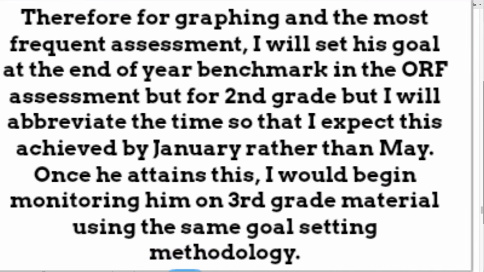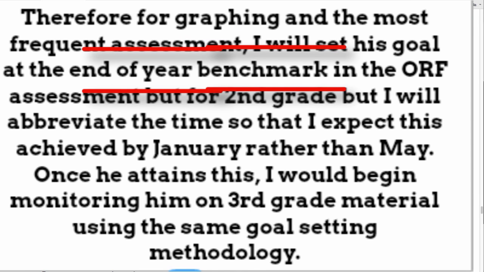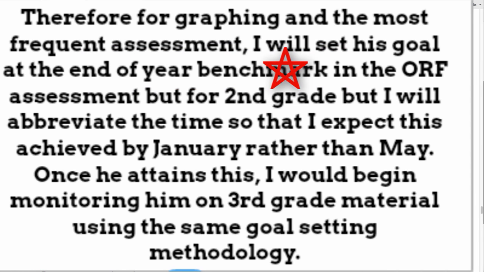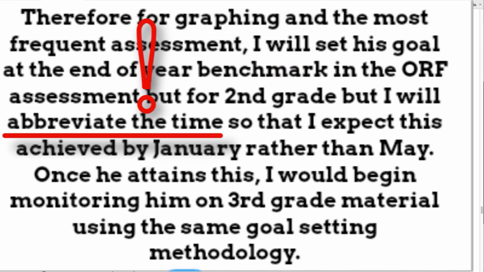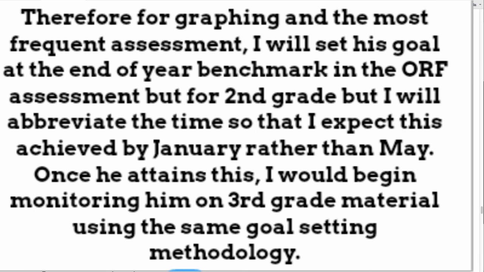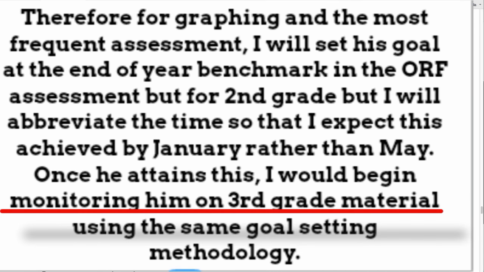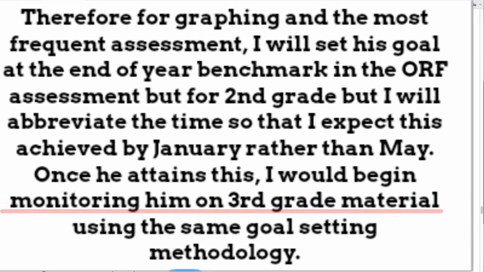So, for graphing and the most frequent assessment, we're going to set his goal at the end of year benchmark in the oral reading fluency assessment in 2nd grade material, but we're going to shorten that time that we want him to get there. So we'll probably say that we want him to get to that end of 2nd grade goal, but by January. So therefore, we'll be attaining hopefully that goal by January in the 2nd grade material, and then we can start monitoring him in that 3rd grade material. And again, set an end of 3rd grade goal, but abbreviate that time.